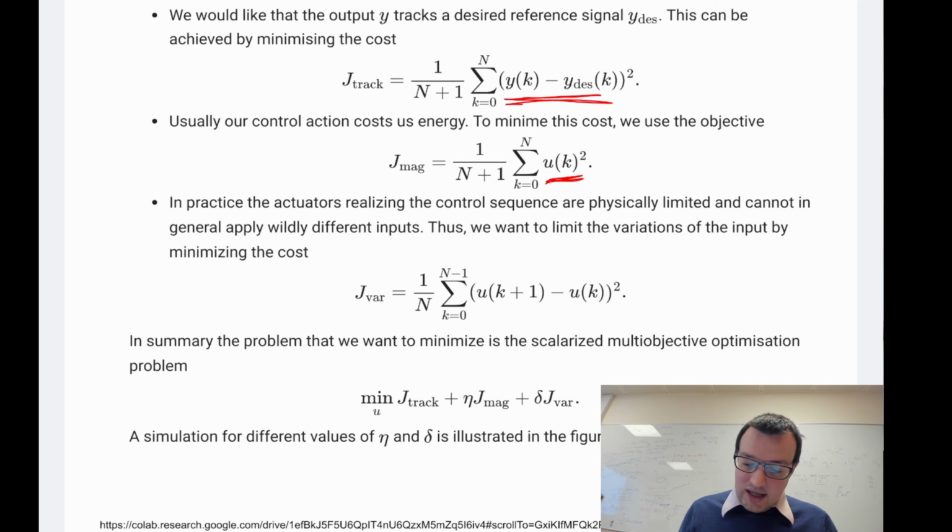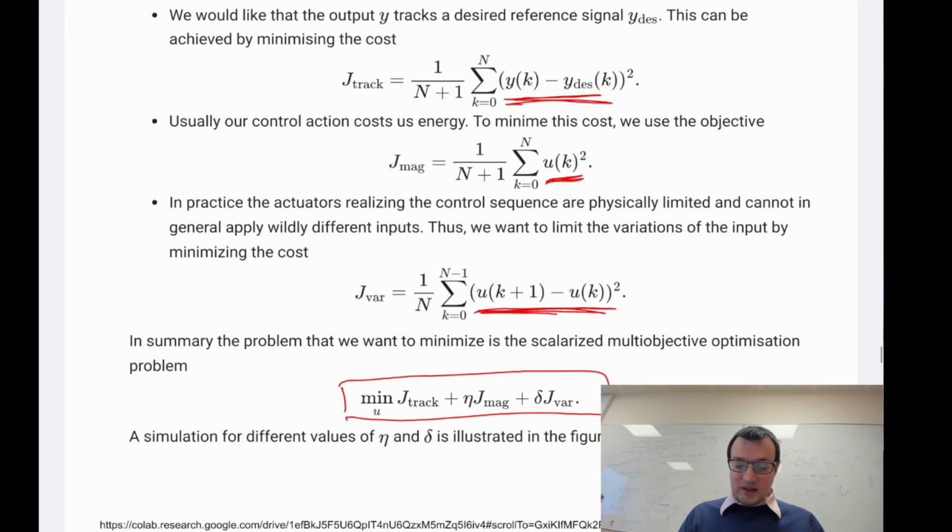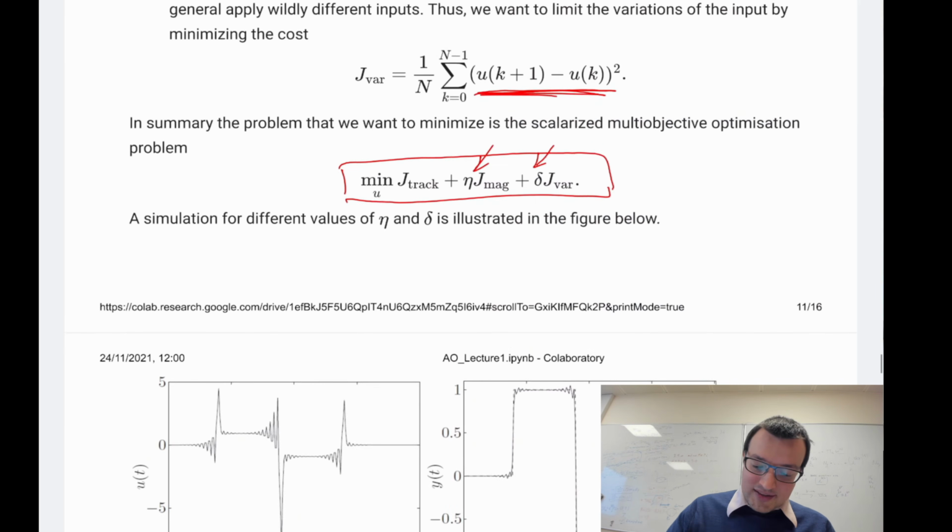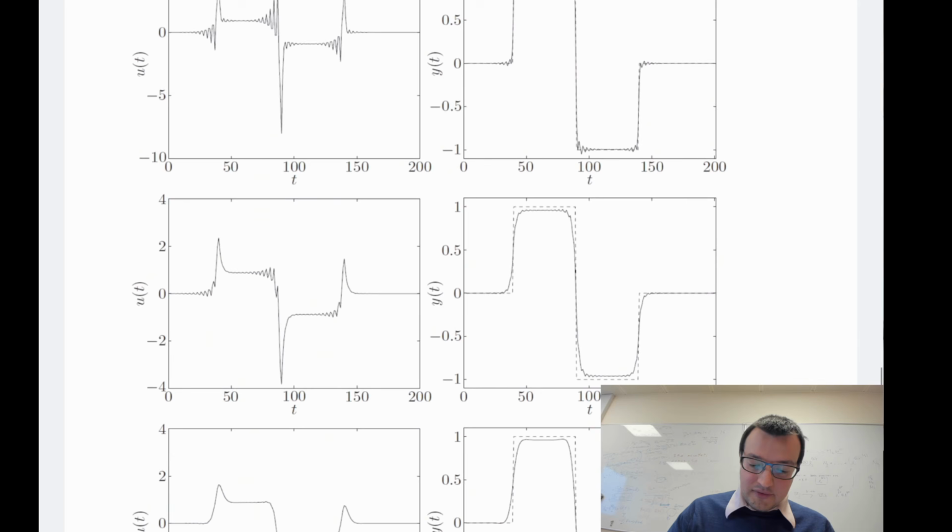And so in that case we want to limit the variation between the value of the input at k and the value of the input at k plus 1. And again we take an L2 norm to weight this. So in total our minimization problem is going to be the problem of minimizing the sum of these three objectives, and of course we are weighting these three objectives with certain constants depending on how much we care about each objective. We do a simulation and we have three results.